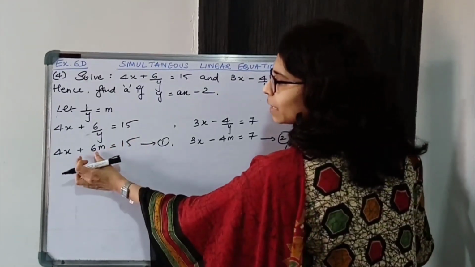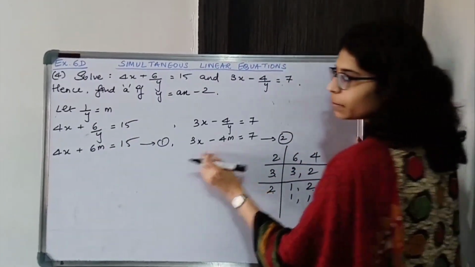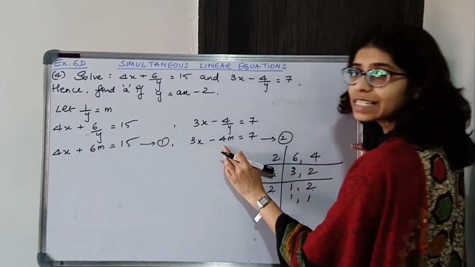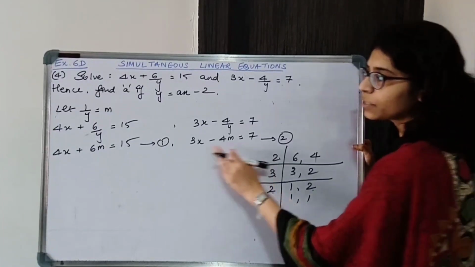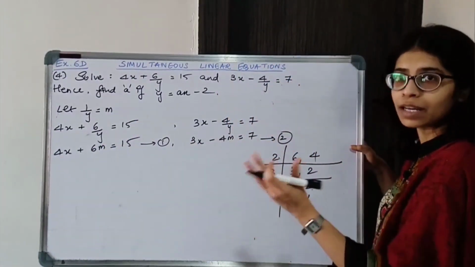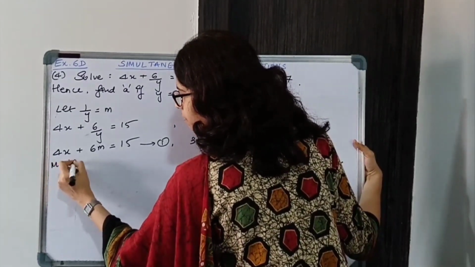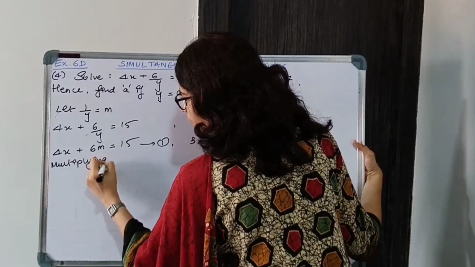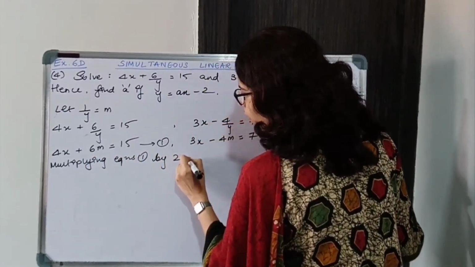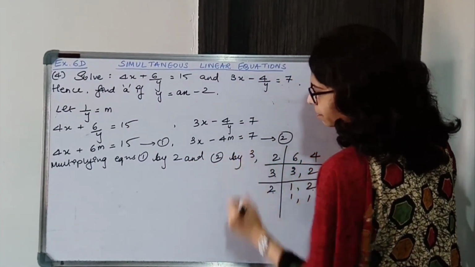We just have to multiply this entire equation by 2 and this entire equation by 3, because multiplying by 2 here gives 12 and multiplying by 3 here gives 12. So you have to multiply the entire equation; you cannot just multiply one term by some number. So, multiplying equation 1 by 2 and equation 2 by 3.